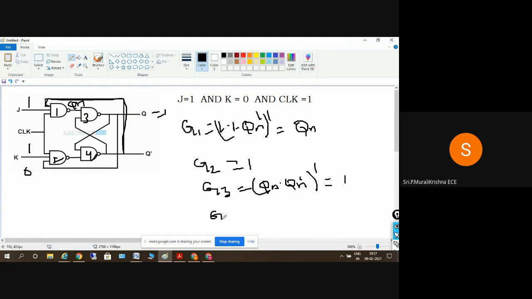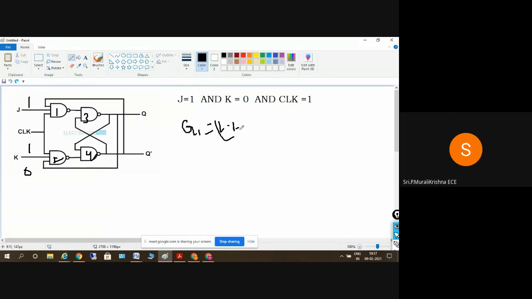So when G3 is 1, G4 will be equal to, so here already we have a 1. So 1, 1 will get a 0 here. We'll get a 0. Yes or no? Yes, sir. So hence G4 is equal to 0. So Q of n plus 1 is 1 and Q bar of n plus 1 is 0. So this is the same case as in the SR flip-flop. We'll go for the last case here.